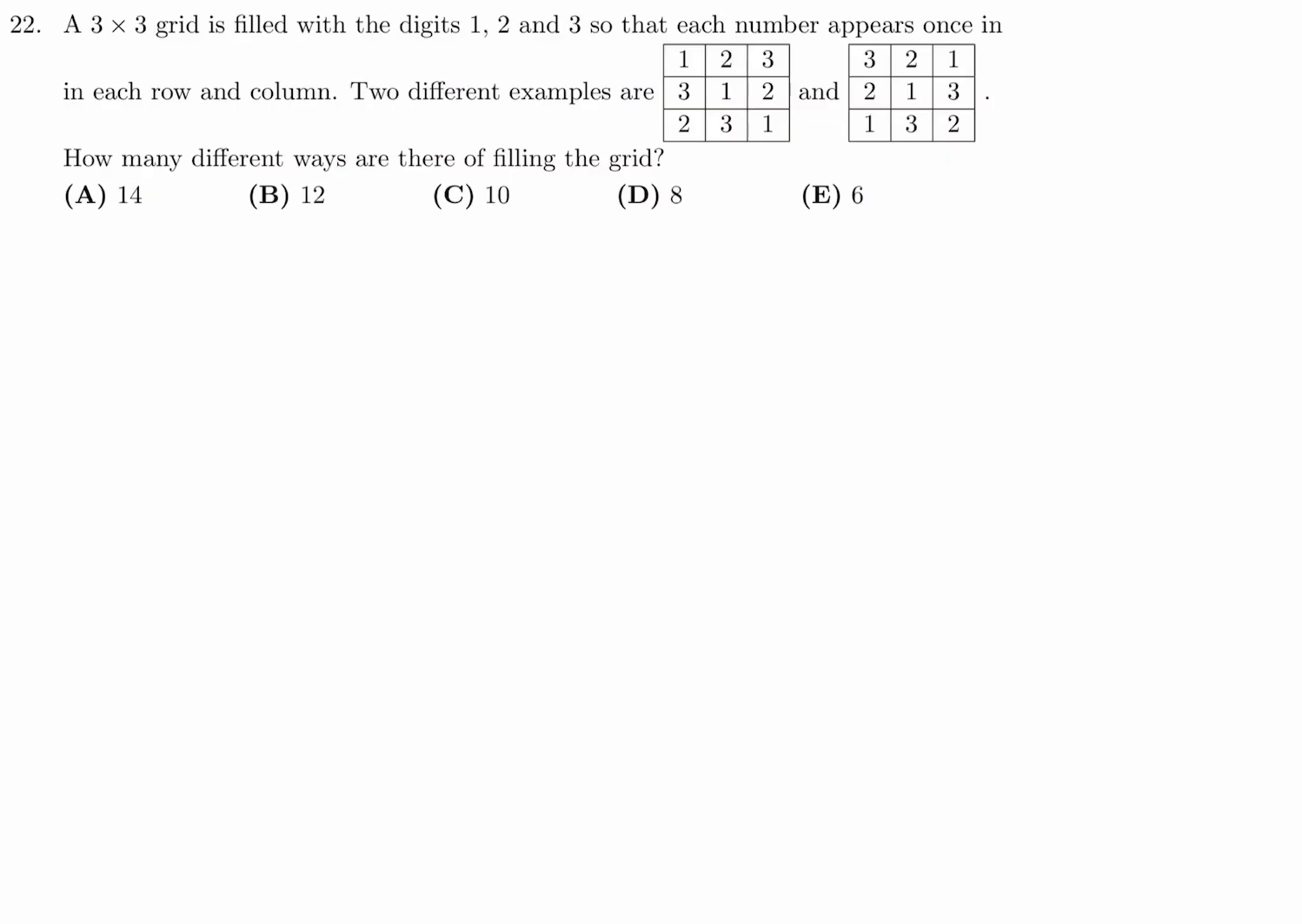A 3 by 3 grid is filled with the digits 1, 2, and 3 so that each number appears once in each row and column. 2 examples are that and that. How many different ways are there of filling the grid?